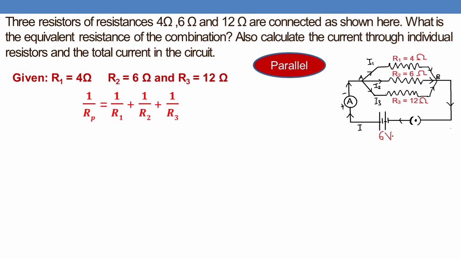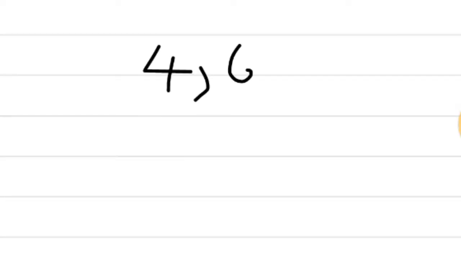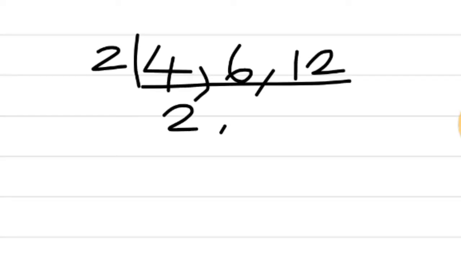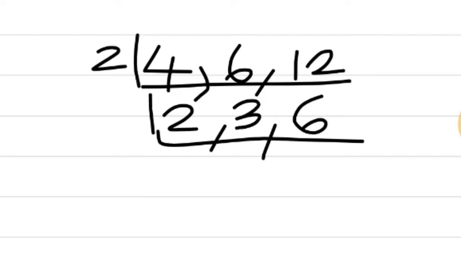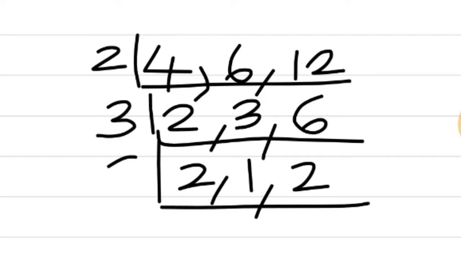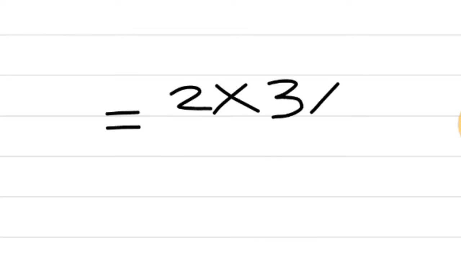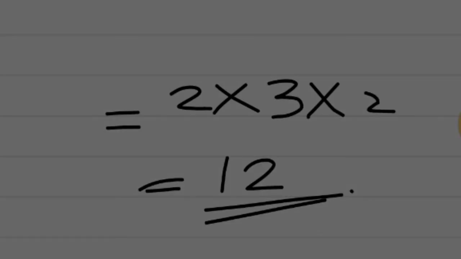So 1 by Rp, where Rp is the equivalent resistance in a parallel circuit, is equal to 1 by R1 plus 1 by R2 plus 1 by R3. So substitute the values: 1 by 4 plus 1 by 6 plus 1 by 12. So you can have the LCM. Find out the LCM for 4, 6 and 12. So the LCM of 4, 6 and 12 is 12.